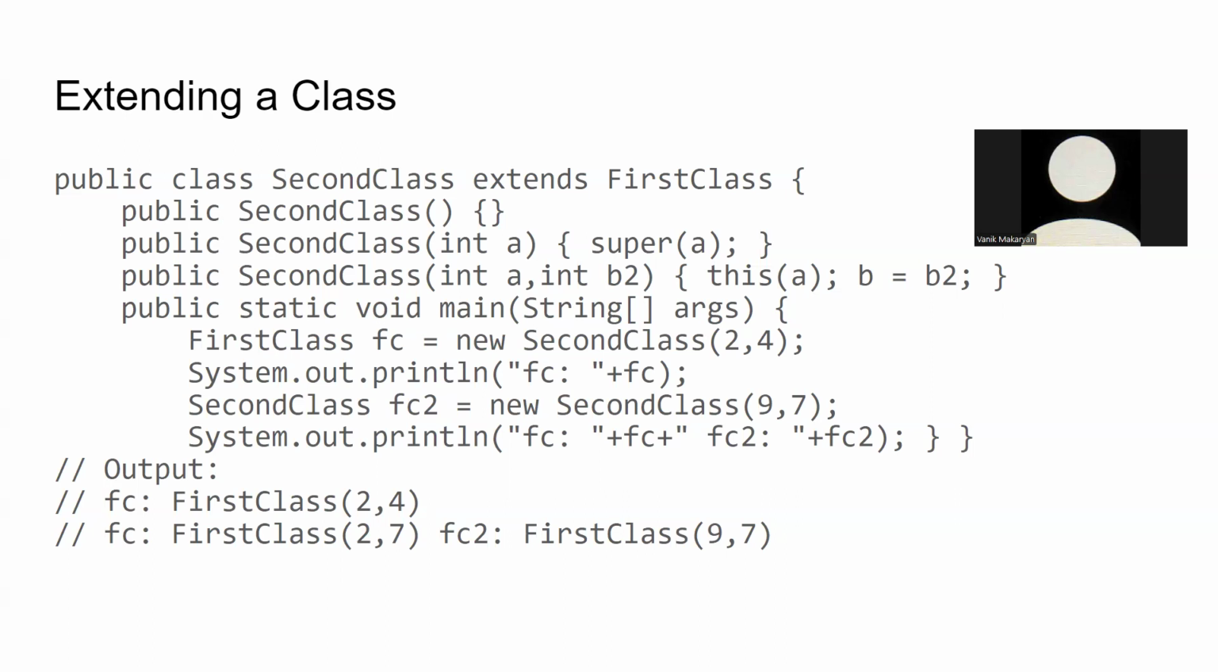Okay, so we use keyword extends here. Second class has a no arg constructor, and second class has a one arg constructor. The one arg constructor calls super A. Now, super is a special keyword that's used when I want to invoke the constructor of the class I'm extending. So what I want to do is invoke that constructor that took a single argument from first class and pass that variable A to it. As I say, if you use this in a constructor, it must be the first thing that you do. You can't do anything before that.